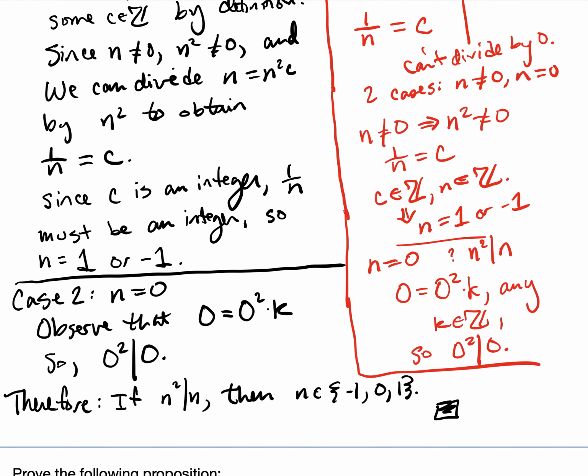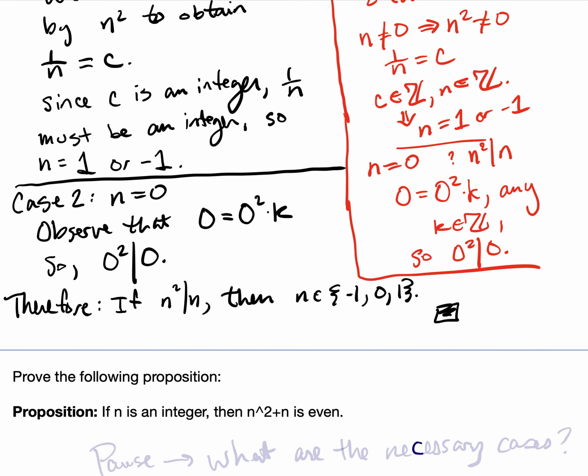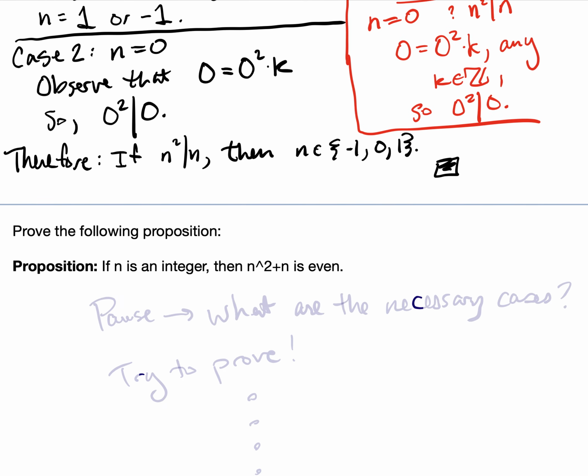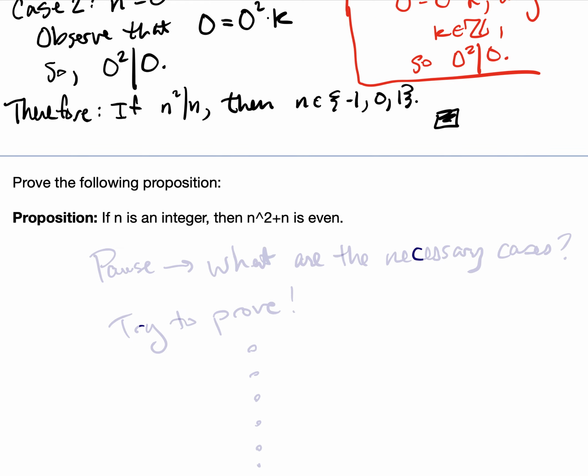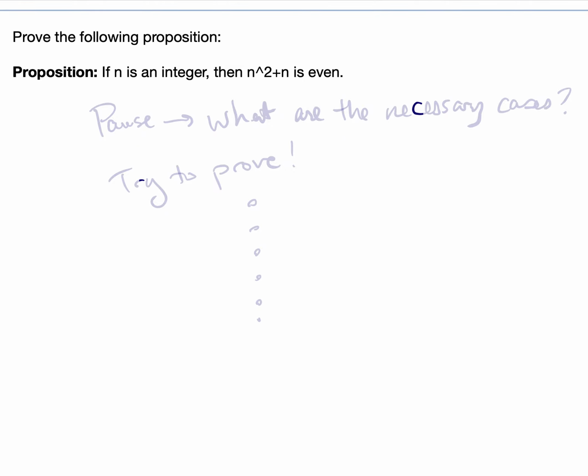Okay, so let's do another proof that requires cases. We want to prove the following proposition. If n is an integer, then n squared plus n is even. So I'd like you to pause and think about this.